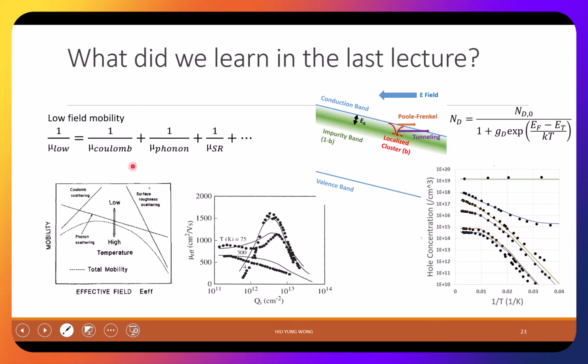Yeah, Coulomb, phonon, and surface roughness, right? Coulomb is because you feel the impurity, the traps, they have electric field. You feel them, it deflects you, so it can slow down the electron or hole, right? So at low temperature, do you feel more or less Coulomb scattering? More. Why?